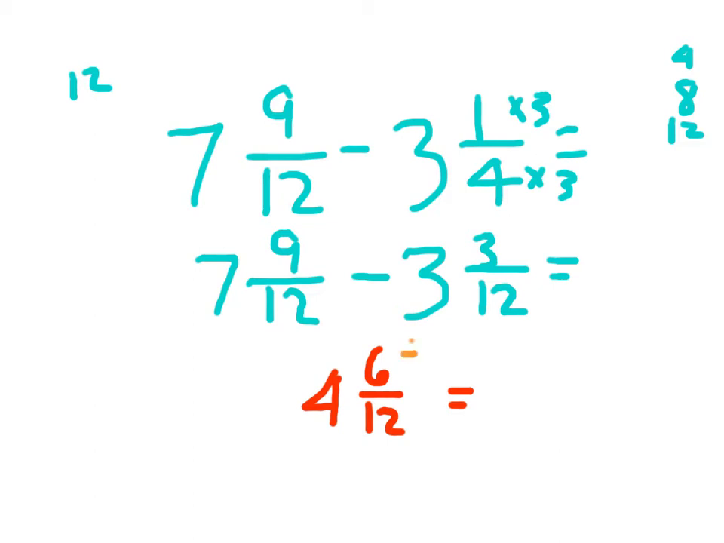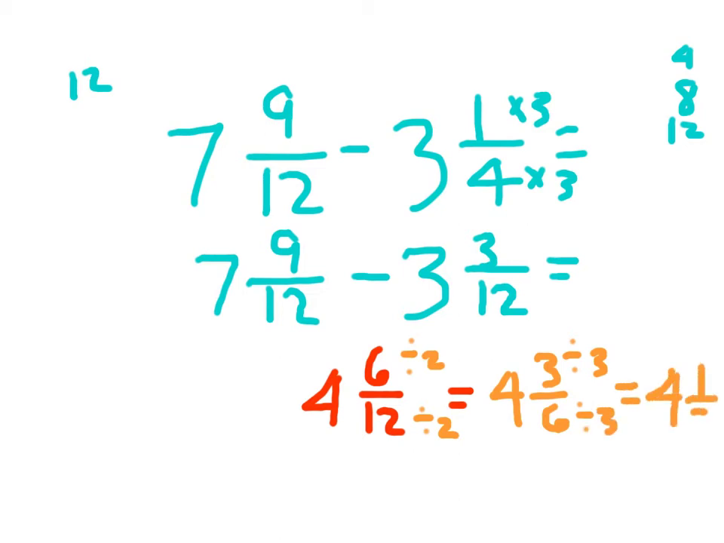Nope, it isn't. If we just divided by 2, because they're both even, we would have ended up with 4 3/6. At that point, we could see it's still not in simplest form, and we would have written 4 1/2 as our answer. So 7 9/12 minus 3 1/4 is just equal to 4 1/2. And again, I've shown my work as to how I've made equivalent fractions with that like denominator.